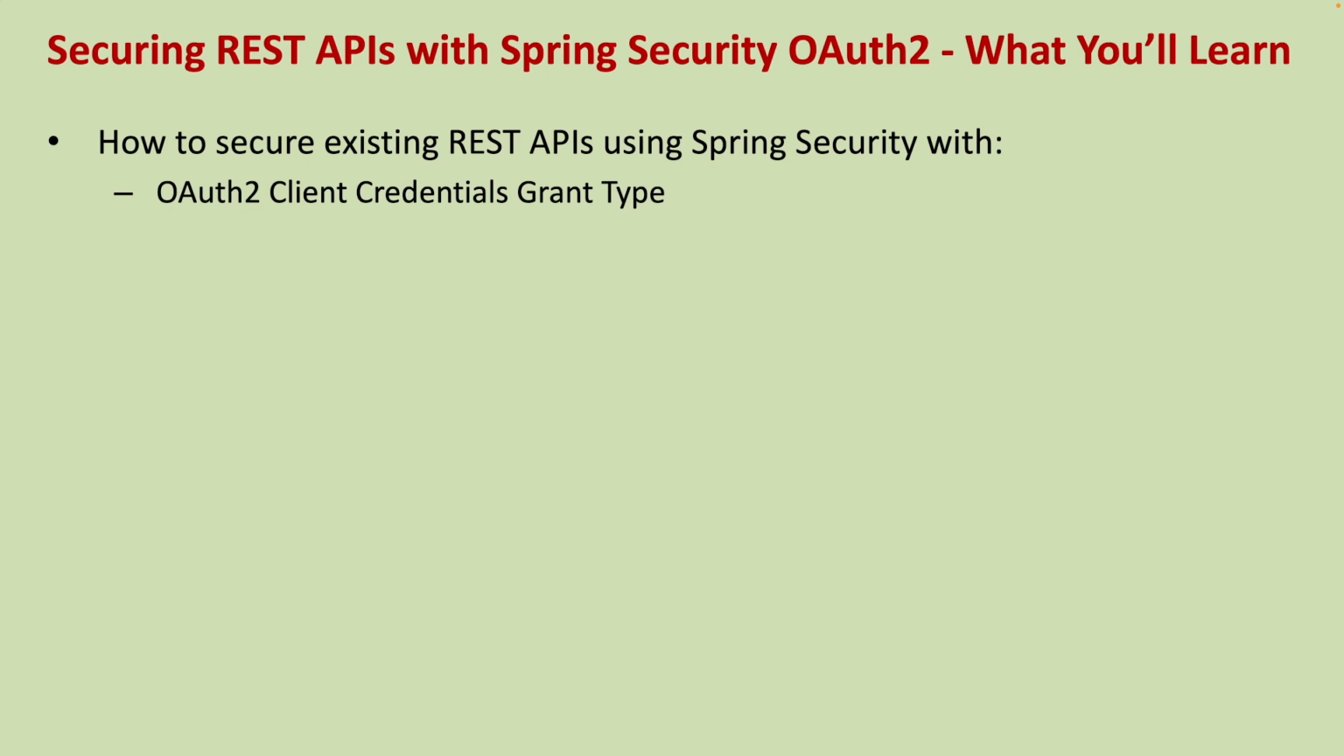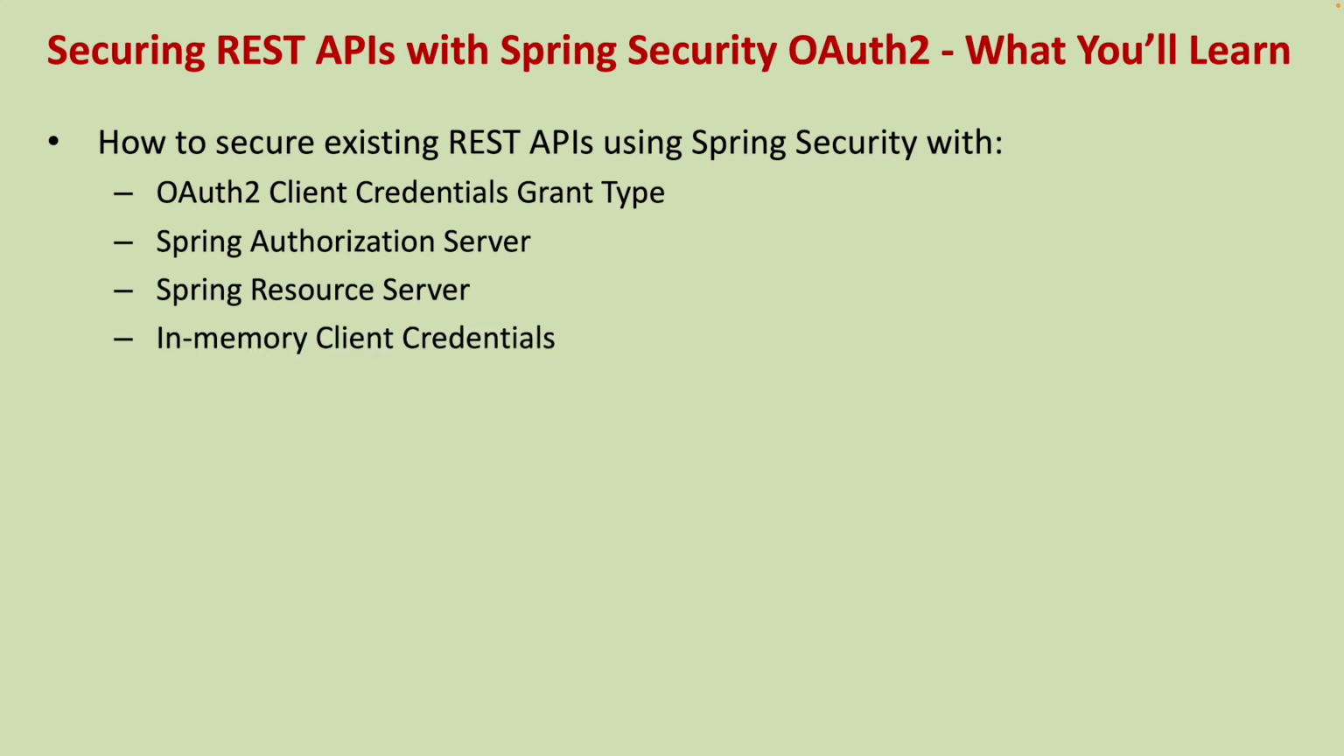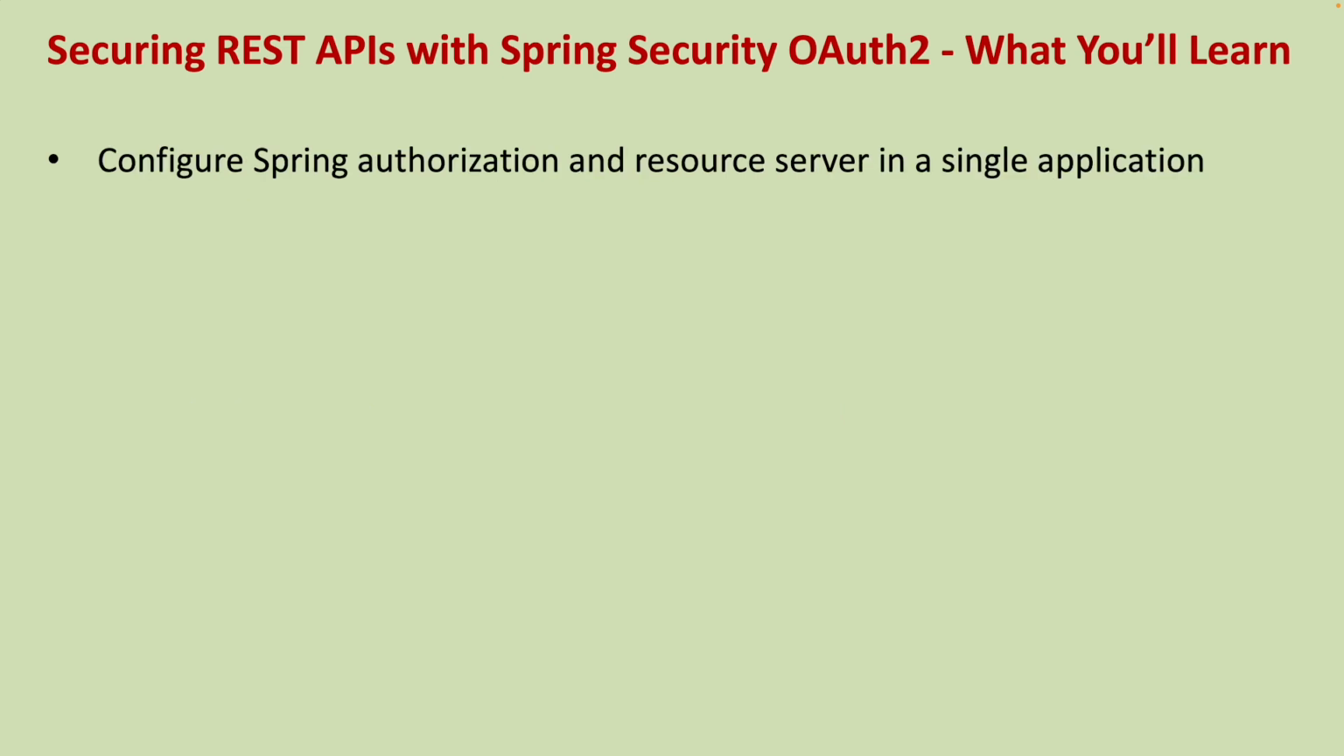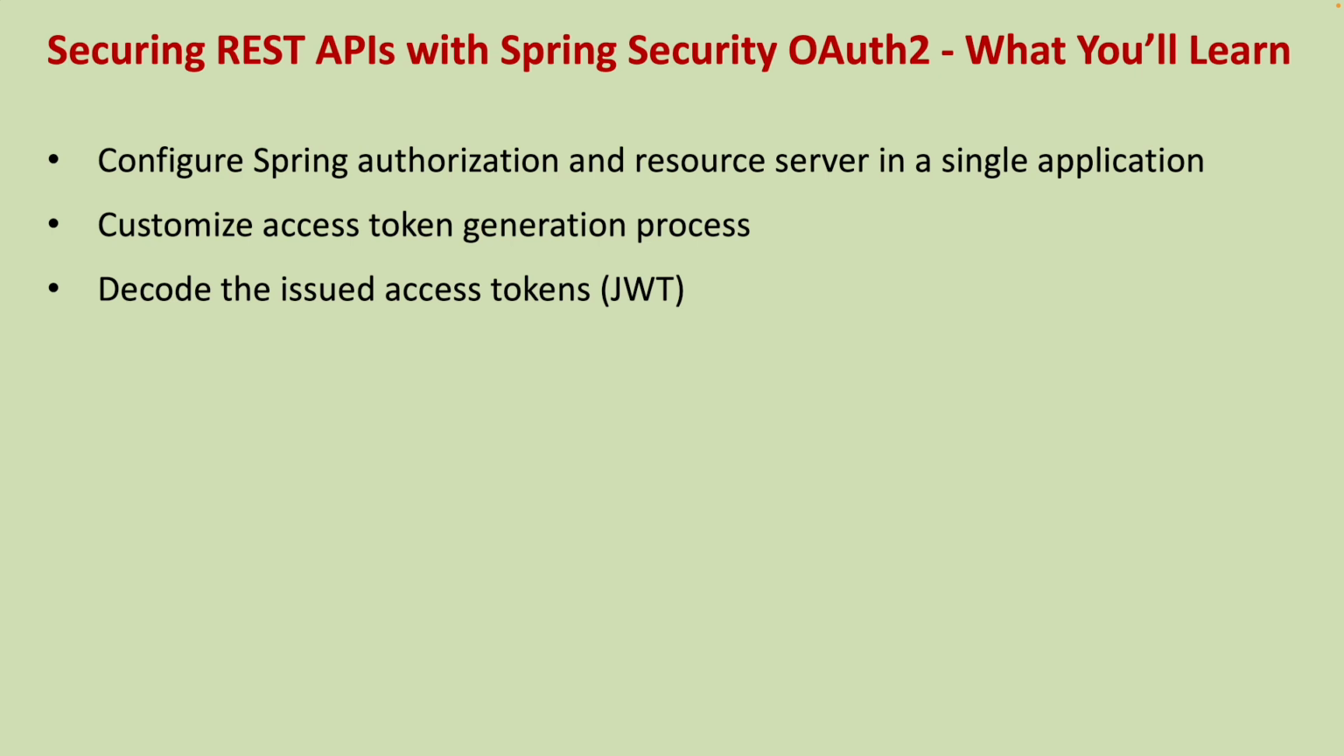In this video, I'd love to guide you how to secure existing REST APIs using Spring Security with OAuth2 Client Credentials Grant Type, Spring Authorization Server, Spring Resource Server, in-memory client credentials, and you will also learn how to code test for the Get Access Token API and REST API security with Spring Boot Test and Spring Security Test. In addition, you will also learn how to configure Spring Authorization and Resource Server in a single application, how to customize the access token generation process, how to decode the issued access token in JWT format, and how to test REST API security with the Postman desktop program.